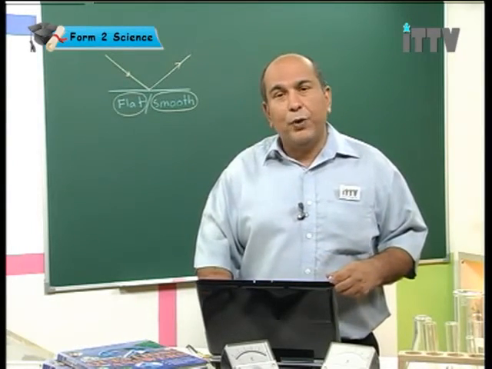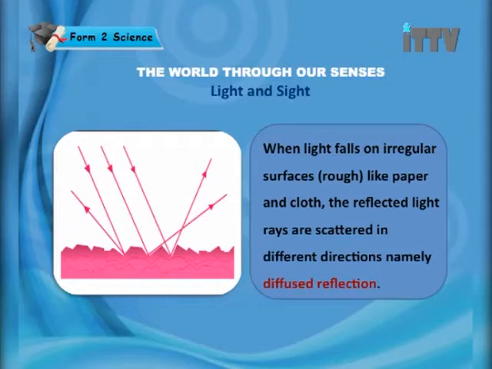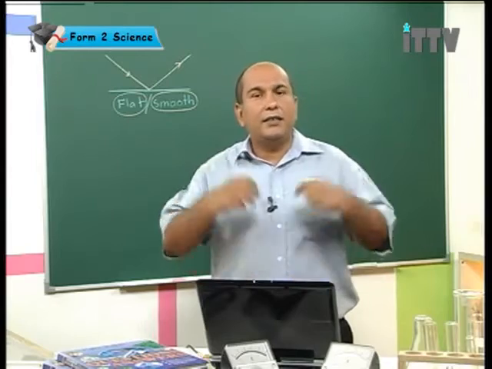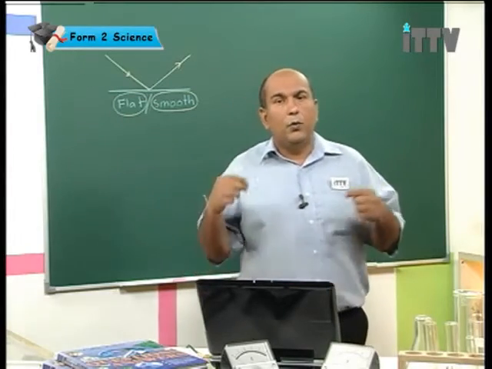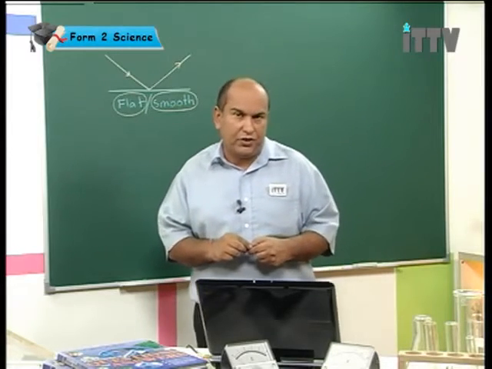But what happens if we have a surface that is rough and not smooth? When light falls on irregular surfaces, rough, like paper and cloth, the reflected light rays are scattered in different directions, namely diffused reflection. Now, in the case of diffused reflection, what occurs is the light scatters to all directions, which means we don't get enough light entering our eye, so it's very hard to see the reflection.